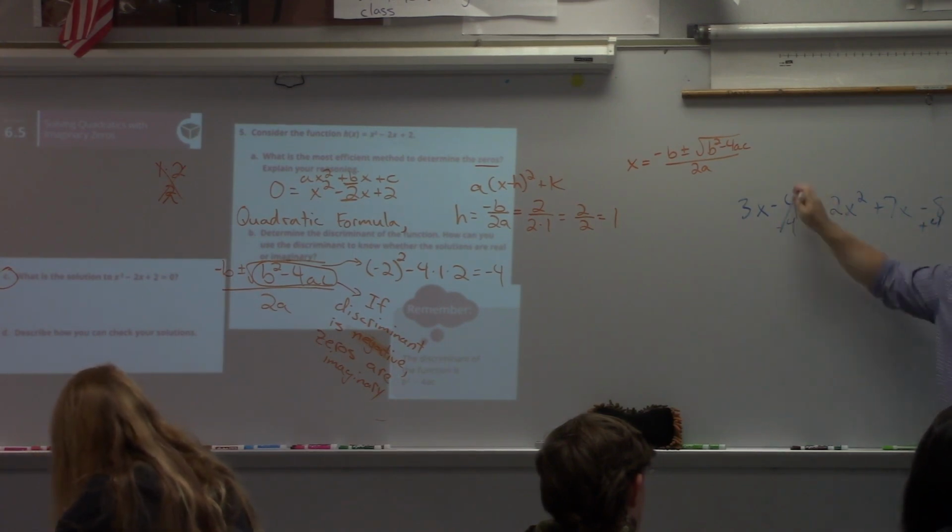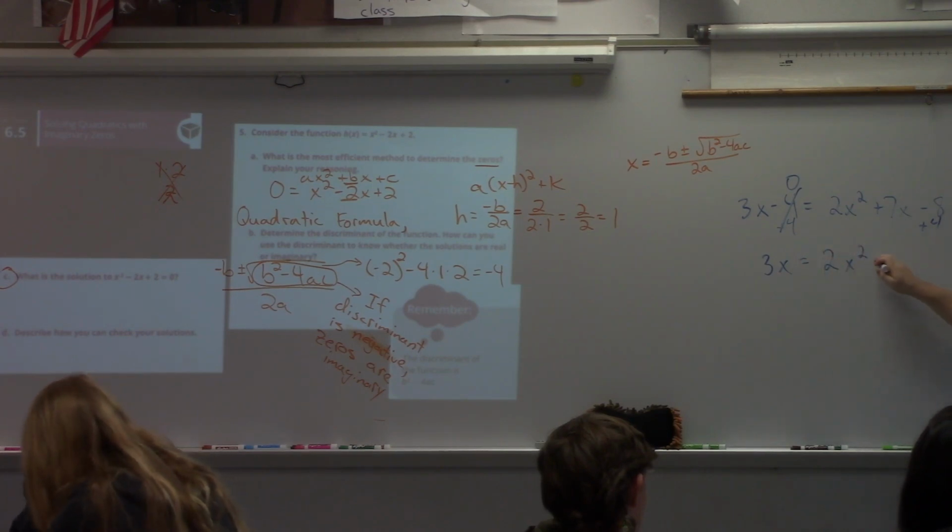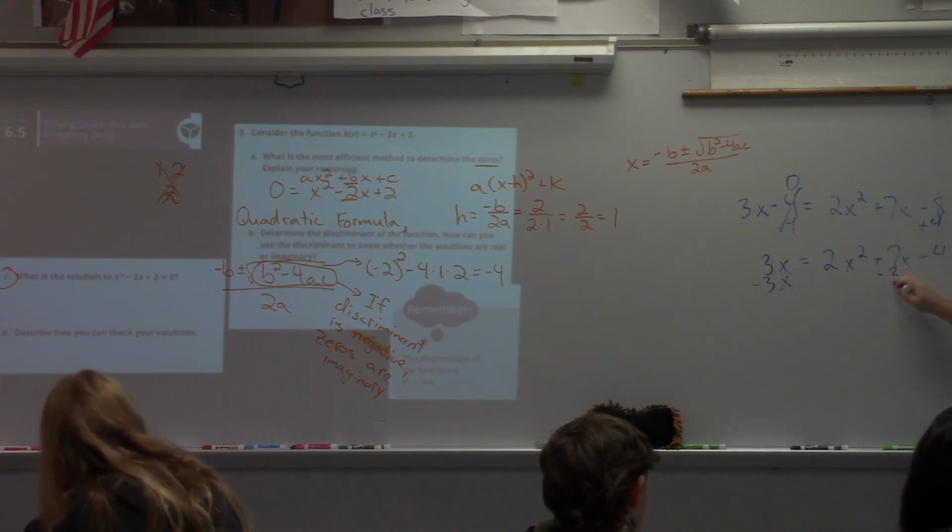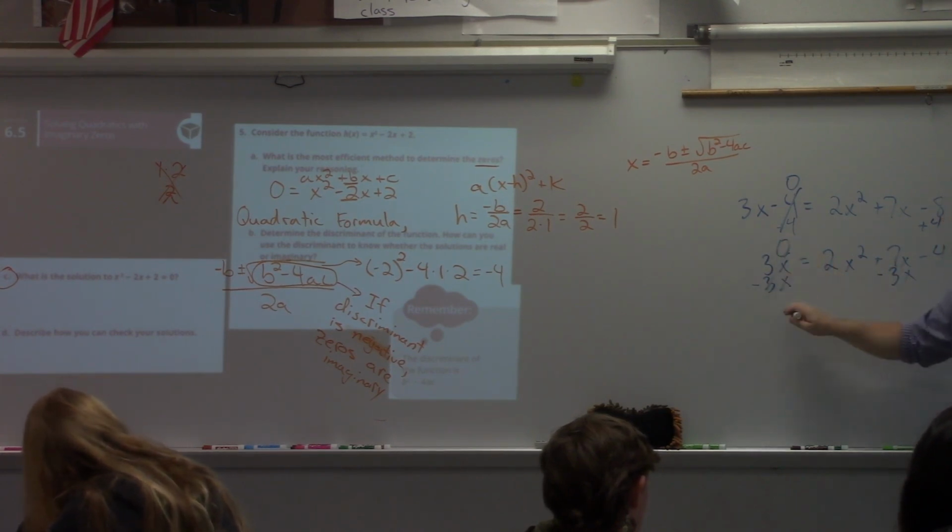That's closer, right? But now I have 3x is equal to 2x squared. And then subtract 3x from both sides. Would that create a 0 right there? Yeah. So I bring this up because you got to keep that in mind.